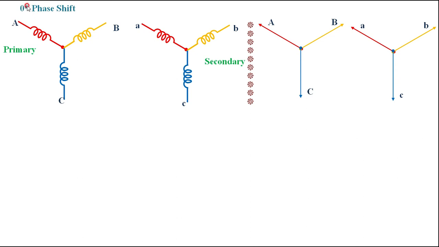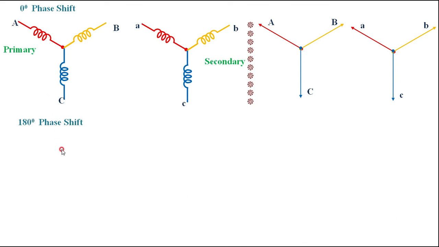And what you are getting is zero phase shift. Means A and A are in phase, B and B are in phase, C and C are in phase. Means there is no shift from the primary to the secondary. Then you have one more connection here. It is the 180 degree phase shift connection.